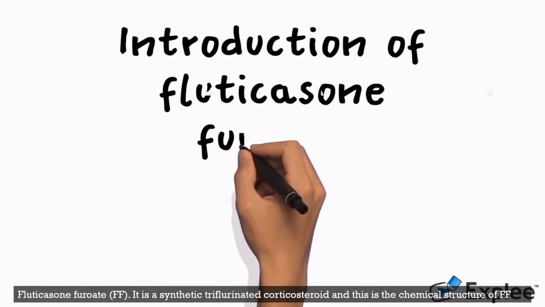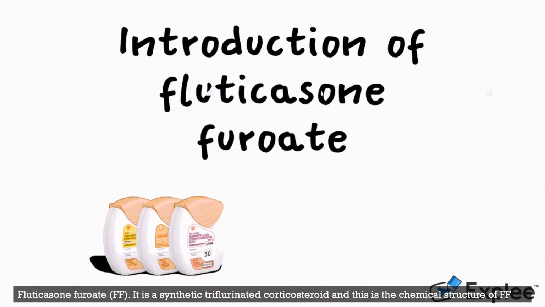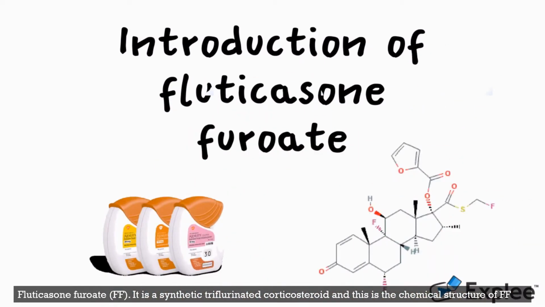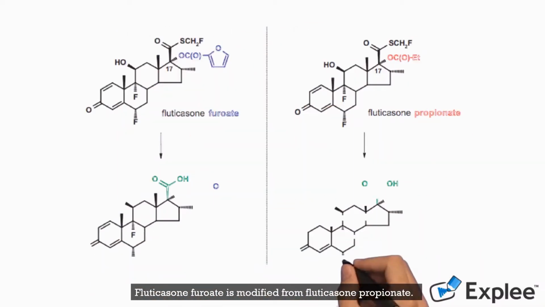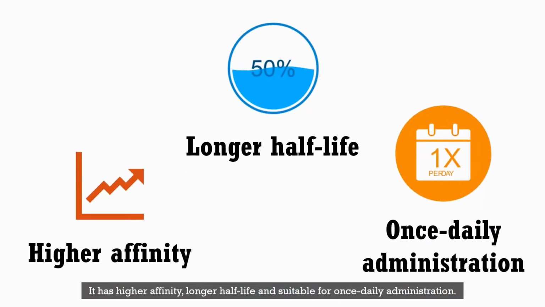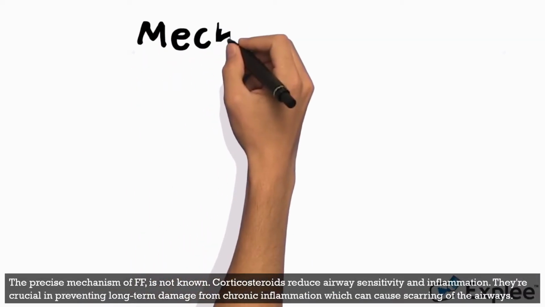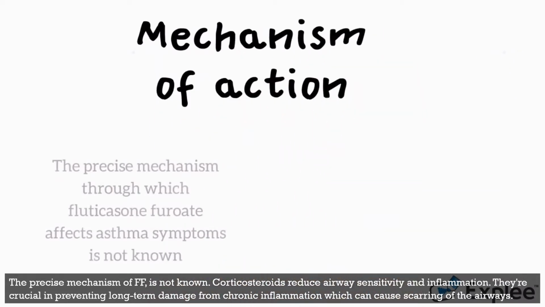Fluticasone furoate, FF, is a synthetic trifluorinated corticosteroid, and this is the chemical structure of FF. Fluticasone furoate is modified from fluticasone propionate. It has higher affinity, longer half-life and is suitable for once-daily administration. The precise mechanism of FF is not known.